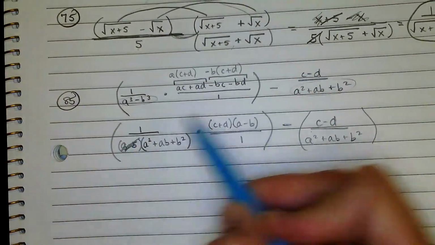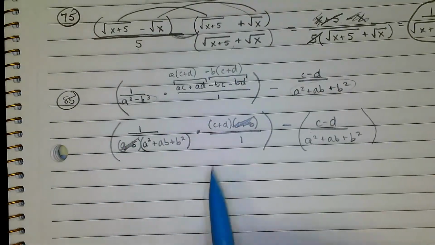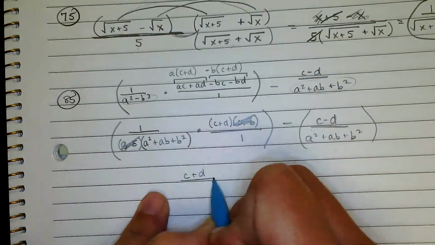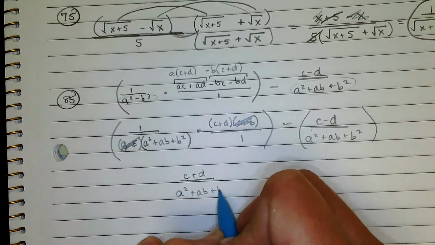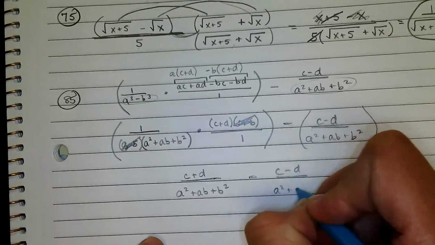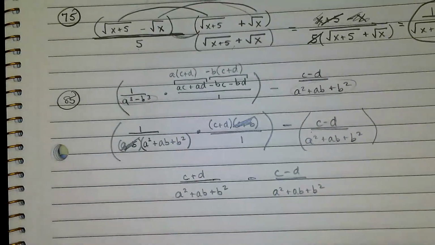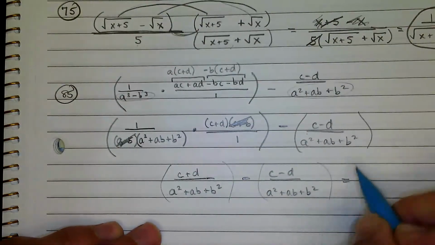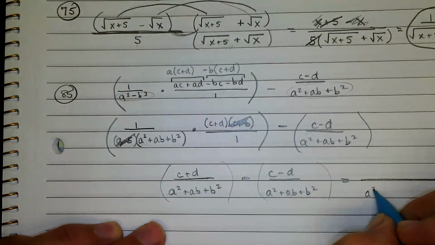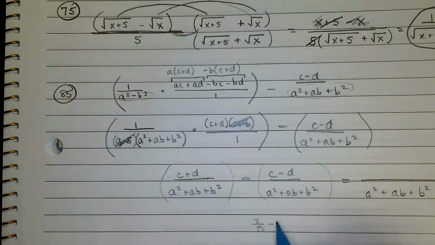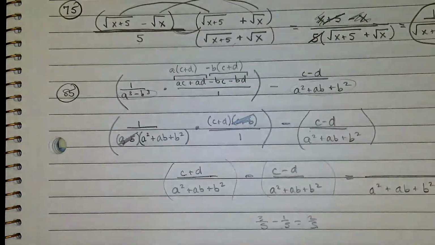This a minus b and this a minus b cancel because of the multiplication symbol. So we just have this fraction when you finally multiply it, c plus d over a squared plus ab plus b squared minus c minus d over a squared plus ab plus b squared. Now, typically, you'd have to get a common denominator, but lucky for us, they're already common. So when you do your subtraction, we keep the same denominator, right? When you subtract fractions, 3/5 minus 1/5 is 2/5. We keep the same denominator and just do the subtraction within the numerator.